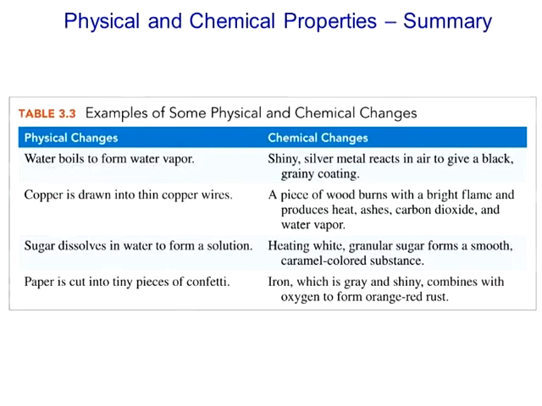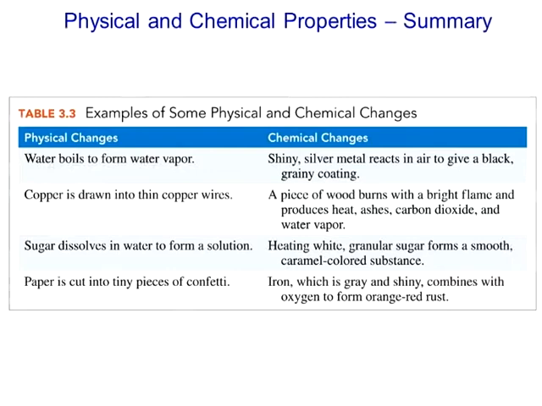Now, let's contrast that with chemical changes. You have shiny silver metal that reacts in air to form a black, grainy coating. That is a chemical change because it went from the shiny material to a black material. It has a grainy coating. All of these are indicators of chemistry taking place on the surface of this metal. Therefore, it is a chemical change.